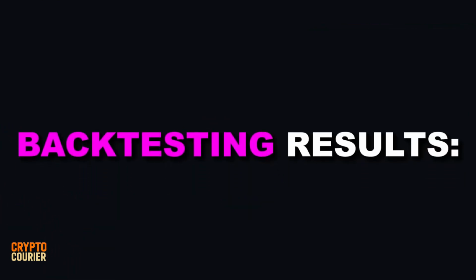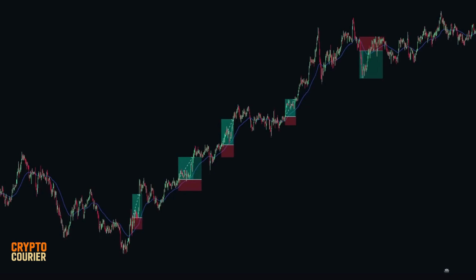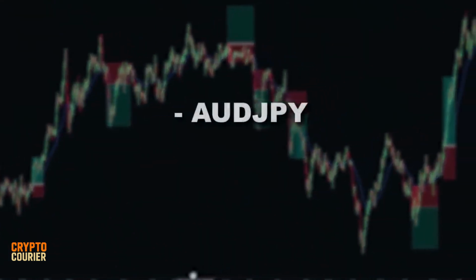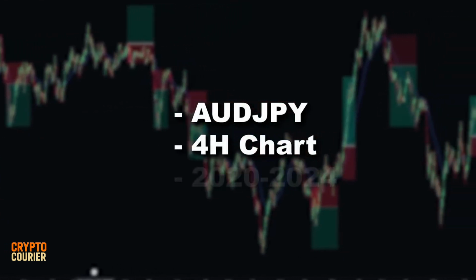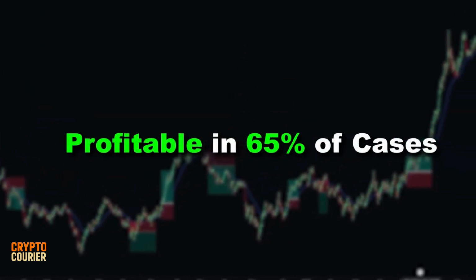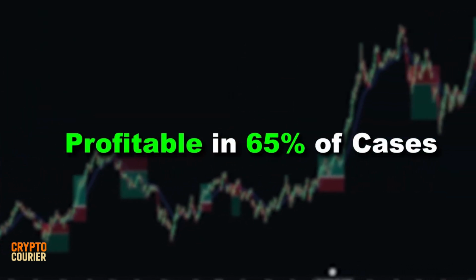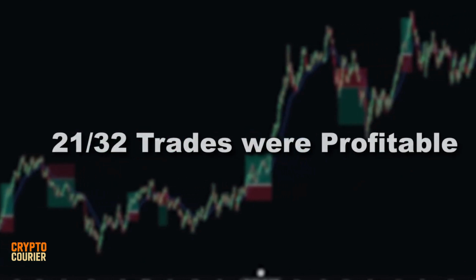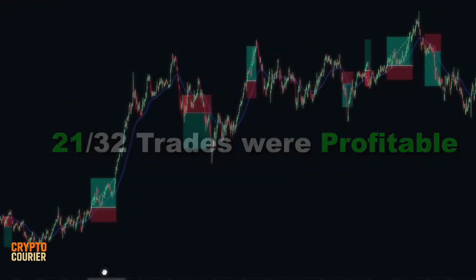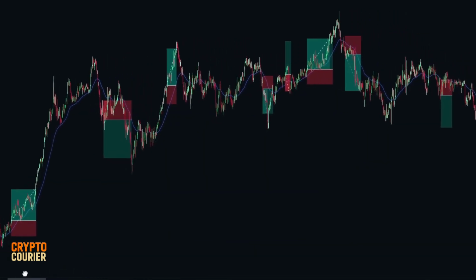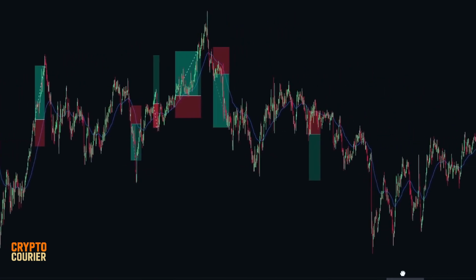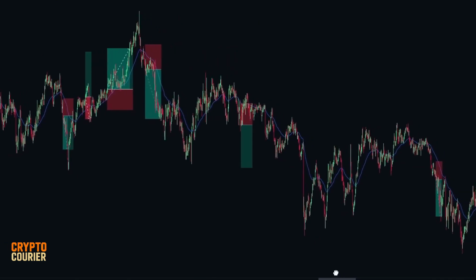Now, it's important that I show you the backtesting results of the strategy. As you can see here, this is every single setup of our strategy that has occurred on the Aussie Japanese dollar 4-hour chart since February 2020 to February 2024. And the results, the trade was profitable 65% of cases, and that's a really good average. In that timeline, I used this strategy for a total of 32 times, and 21 out of 32 trades were profitable. So it's proof that your strategy doesn't have to be complicated if you want to make money with trading.